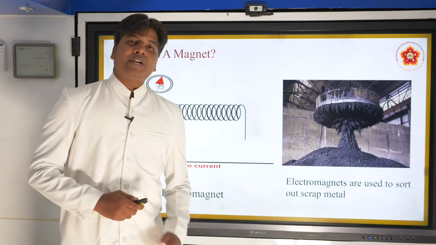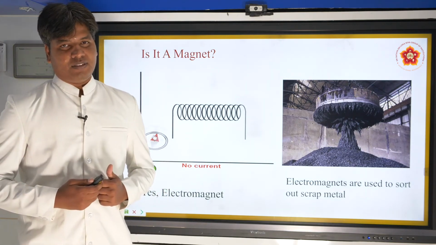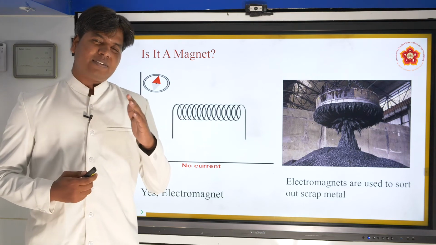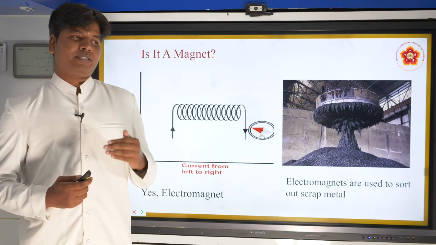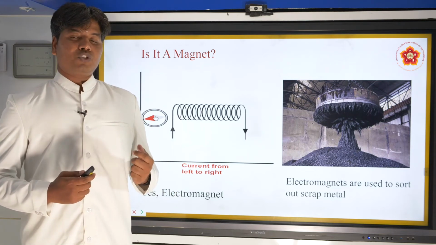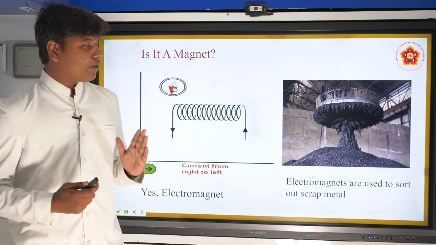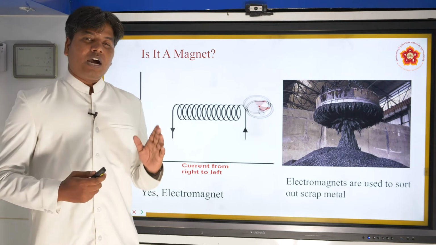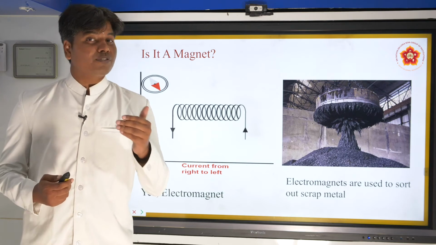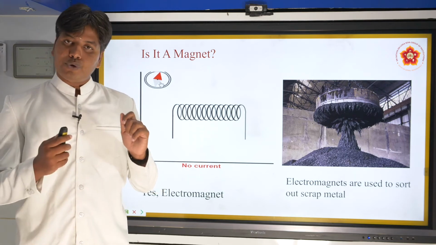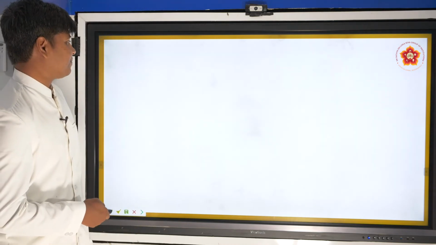Now let us go and explore the force on a current carrying conductor. From the starting of this session, I was saying about the force experienced by this compass, the force experienced by the north pole of the compass. So I frequently use the term force, right? Now let us explore the direction of the force on a current carrying conductor due to the external magnetic field. Okay, let us go and explore that.